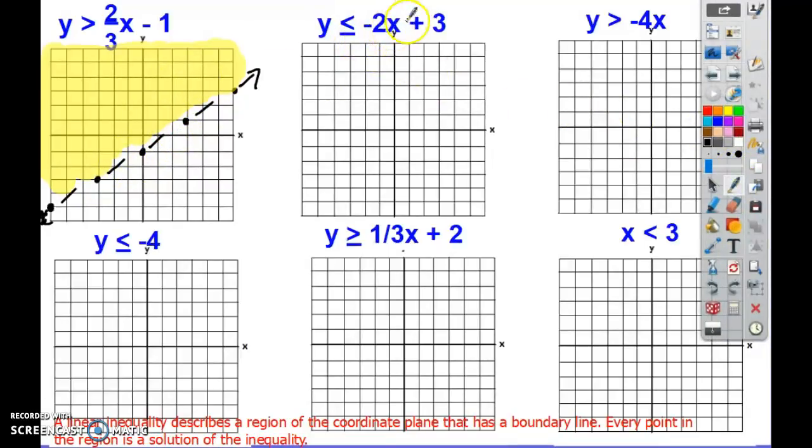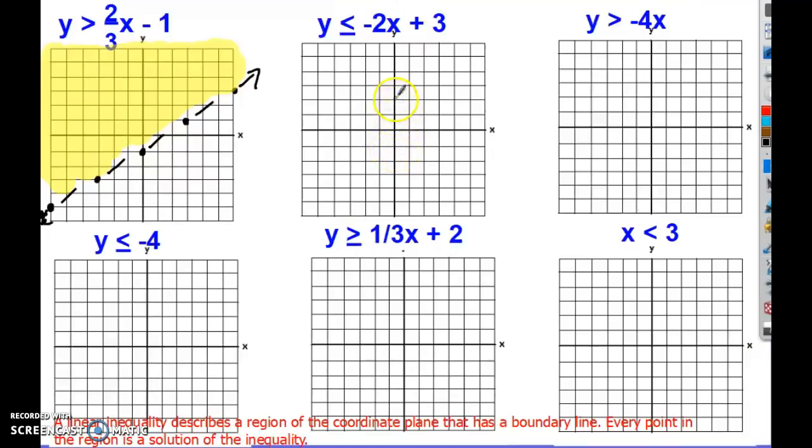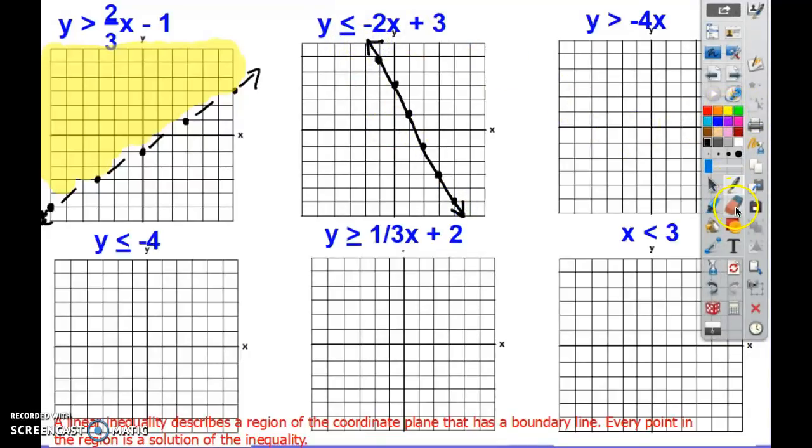So we're going to graph the y-intercept. The y-intercept is 1, 2, 3. The slope is down 2 to the right 1, down 2 to the right 1. Get the point. Okay, what kind of line is it? It's solid because it's equal to. The line is rising to the left to show that it is a negative slope.